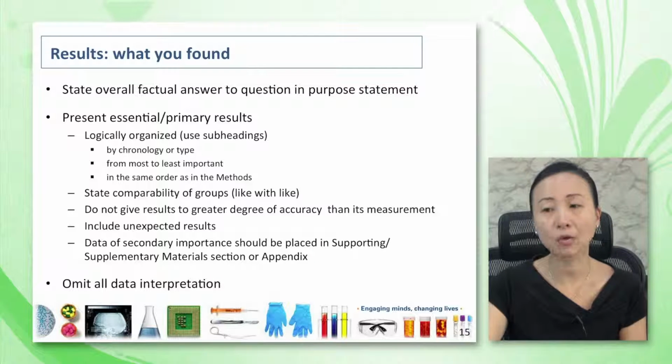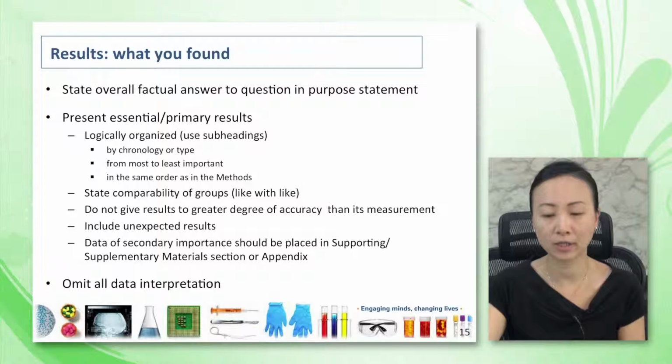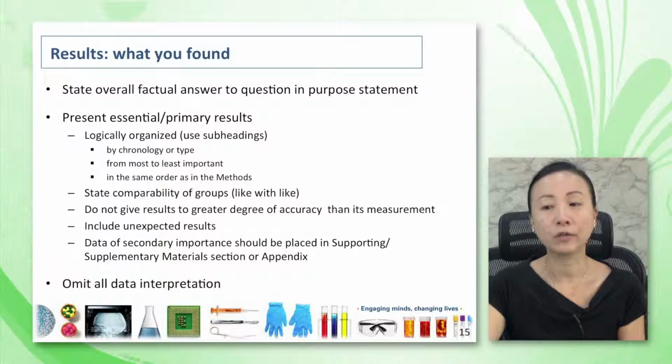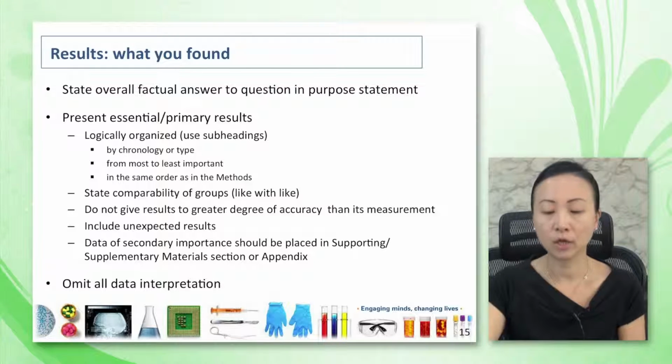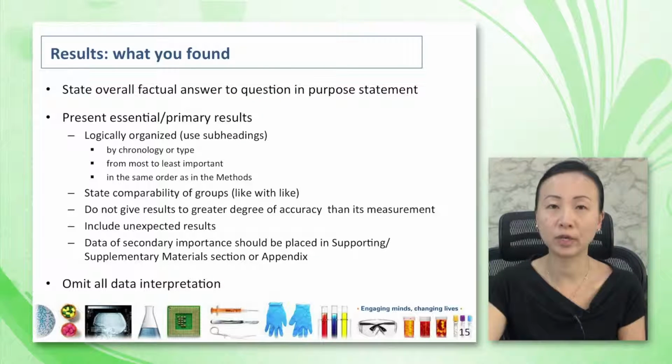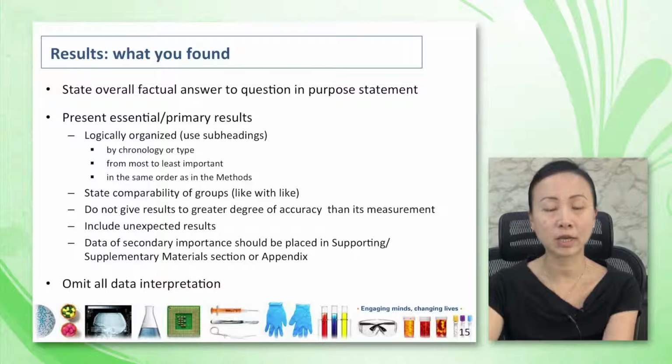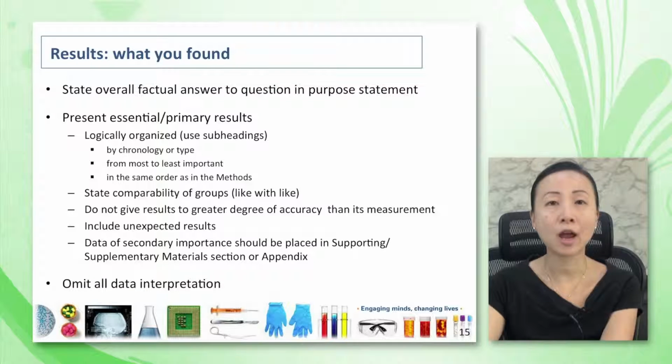Be sure to say how comparable your groups were, and don't give results to a greater degree of accuracy than the tool of measurement was capable of. Also, don't leave out any unexpected results. Only data of primary importance should be shared in this section. You can use the supporting or supplementary material section for data of secondary importance. In the results section, stick to the facts only. Present the factual trends and reserve all discussion of their meaning and significance for your discussion section.